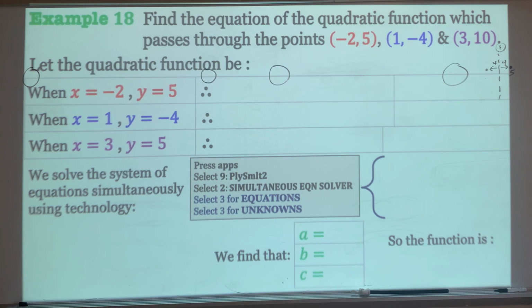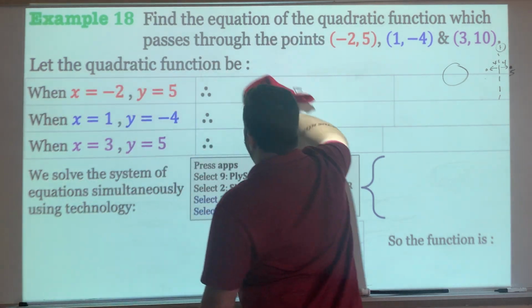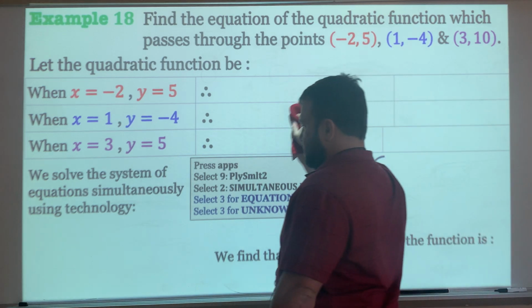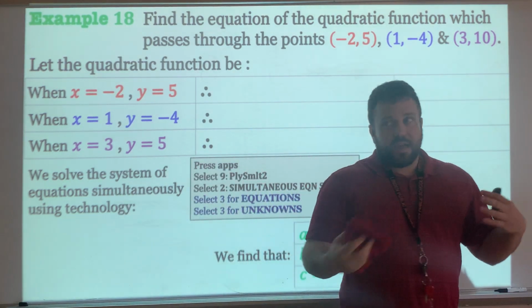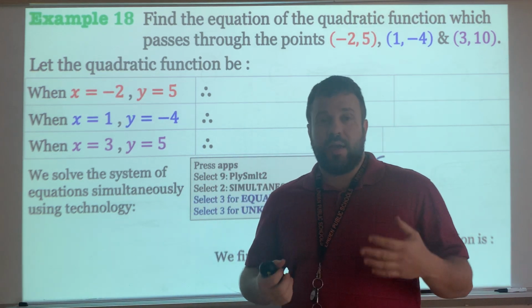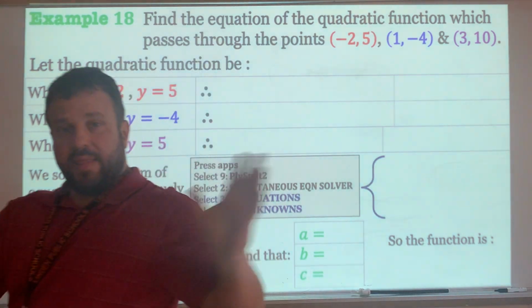Find the equation of the quadratic function which has 3 points. We can do this with 3 points, and the best way to find a quadratic with those 3 points is simply using technology. What we have to do is set up 3 equations, and after we set up those 3 equations, we're going to type them into a simultaneous equation solver in our calculator, and then we're going to be good.